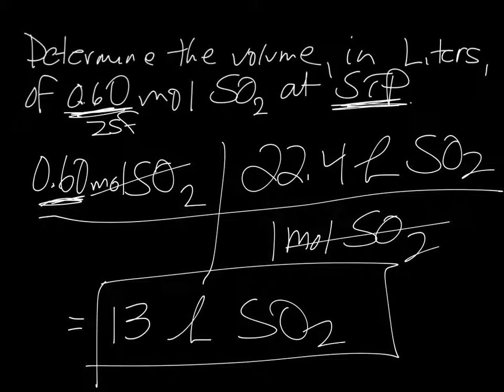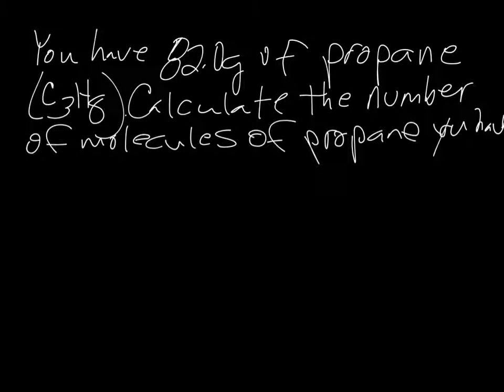I'm going to give you one other example where we're going 2 steps. The last problem here is just a 2-step problem. You'll do all of them the same way. No matter where you start, if you start at grams, liters, or atoms, molecules, or ions, you'll start the same way. In this case, we have 82.0 grams of propane, C3H8, and we want to calculate the number of molecules of propane that you'd have. Again, there's nothing new that you want to do.